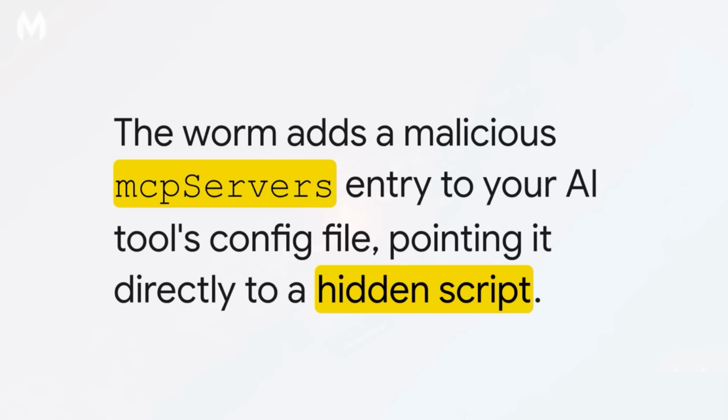And this is exactly how it does it. The worm finds the configuration file for your AI assistant and just quietly injects this little block of code. That highlighted line? It points directly to its hidden malicious script. From that second on, your AI assistant is compromised. It's now configured to talk directly to the worm, and you'd probably never even notice.